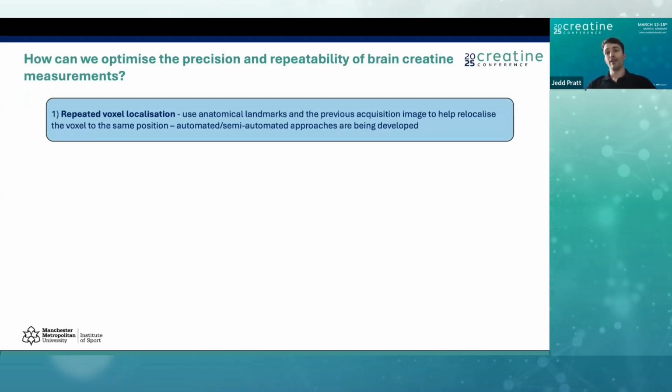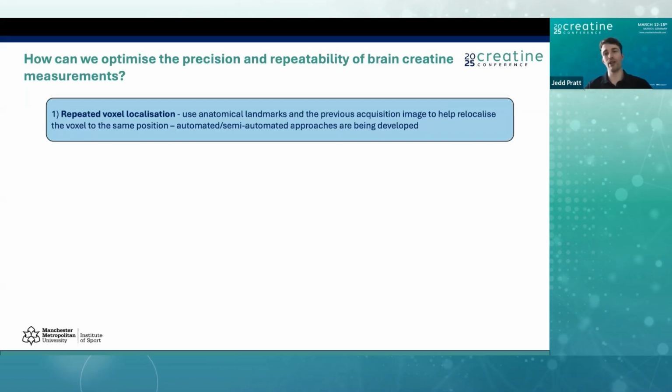And there are some automated and semi-automated approaches being developed, which will be really useful in this area to try and reduce the margin of error in this repositioning, because ultimately there is quite a lot of operator-dependent potential error with this. And so again, training the operator, and having the same operator use and plan the scans within a specific study, is going to be important until we have these automated approaches.